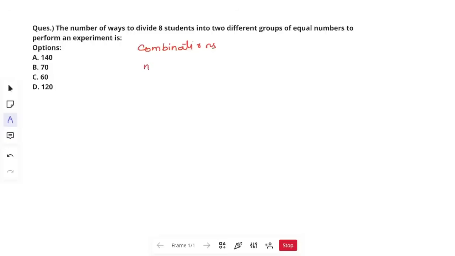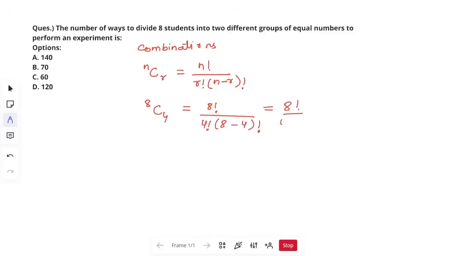Okay, so if you remember, there is a formula that nCr is equal to n factorial divided by r factorial into n minus r factorial. We are going to use the same formula. So in our case, n value is what? 8 students are there, and we have 2 different groups of equal numbers, which means 4, right? So how many combinations will form? We will have to calculate that. So 8 factorial divided by 4 factorial into 8 minus 4 factorial, which is going to be 8 factorial divided by 4 factorial into 4 factorial.